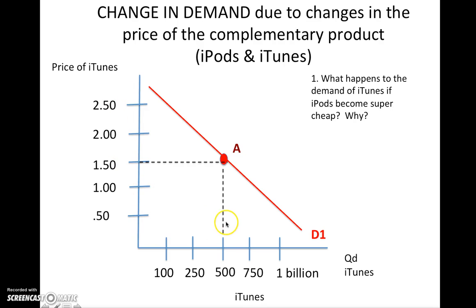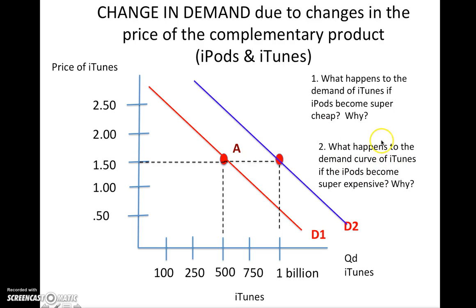So this is the demand curve for iTunes. The price of iTunes will not change, but we have to show an increase in the quantity demand for iTunes because people will buy more iTunes because iPods are cheaper. So the only way to show an increase in quantity demand is to shift to the right of the demand curve, showing a new quantity demand which is greater than 500. So it's 500 to a billion. And this will give us a new demand curve labeled as D2.